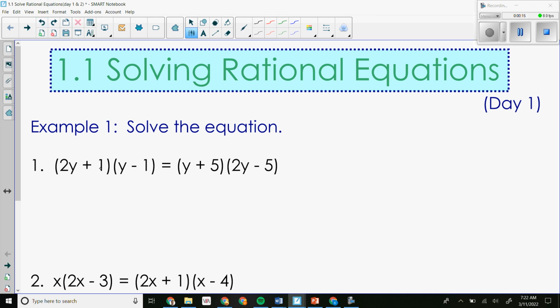So in this first one, we need to FOIL both the left and the right sides. And when I do that, that's going to give me 2y squared minus 2y plus y minus 1 equals, on the other side, 2y squared minus 5y plus 10y minus 25, all right?